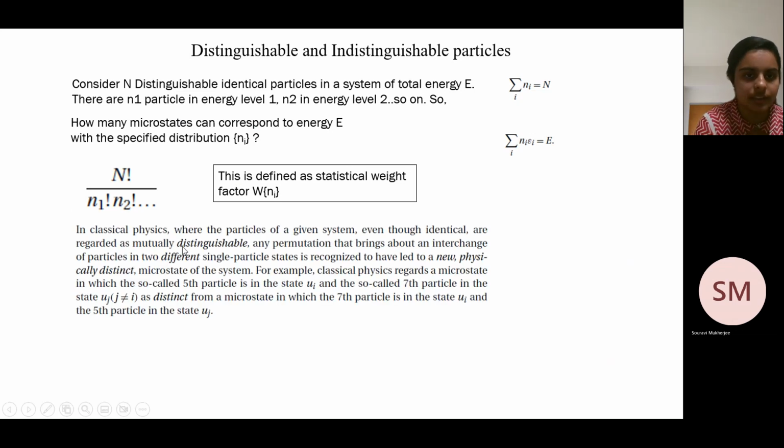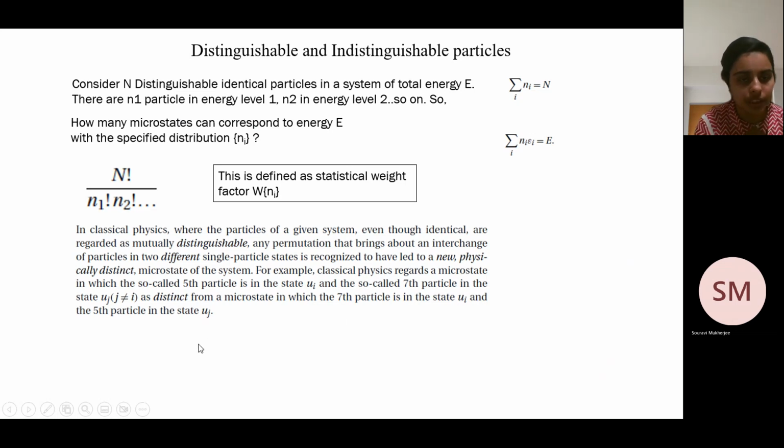Now, in classical physics, where the particles of a given system, even though identical, are regarded as mutually distinguishable, any permutation that brings about an interchange of particles in two different single particle states is recognized to give you a new state. So what I mean by that is that, suppose the so-called fifth particle is in state Ui and the so-called seventh particle is in state Uj, that is distinct from the state where the seventh particle is in state Ui and the fifth particle is in state Uj.